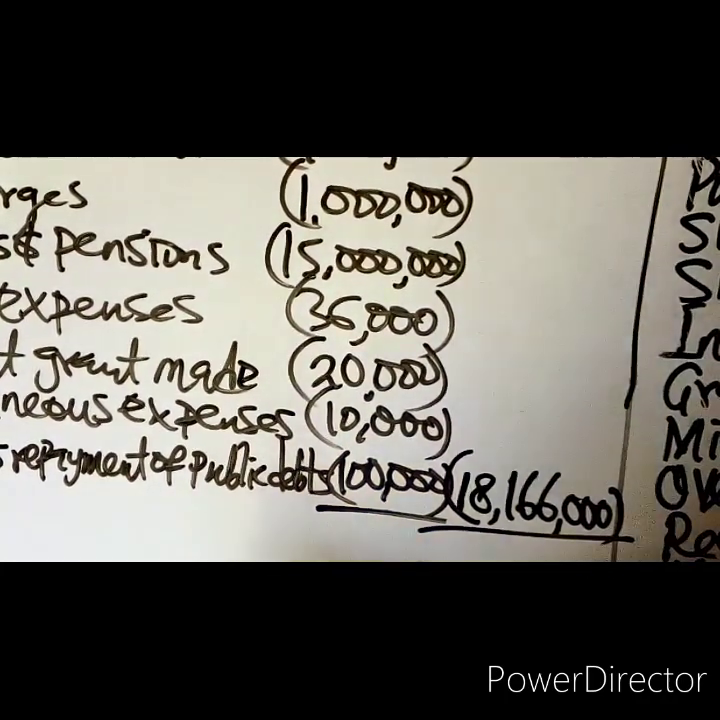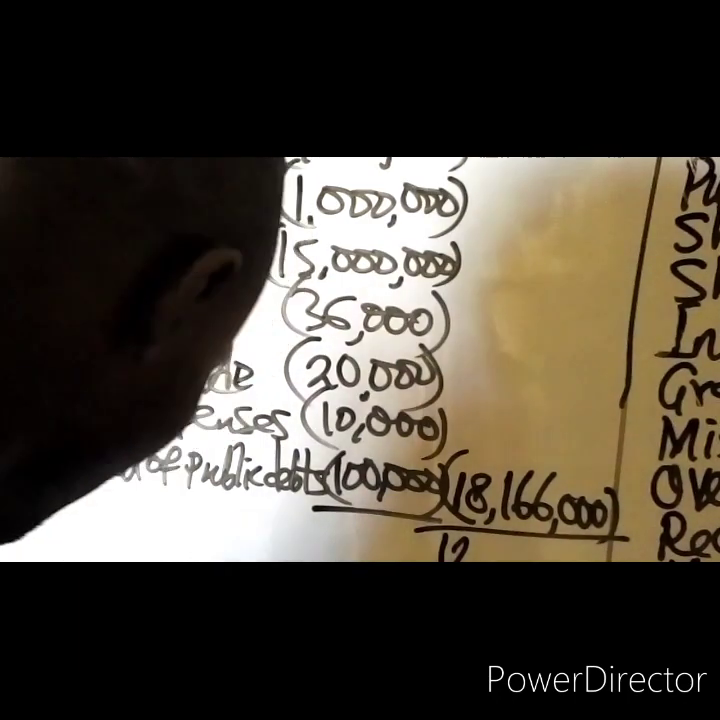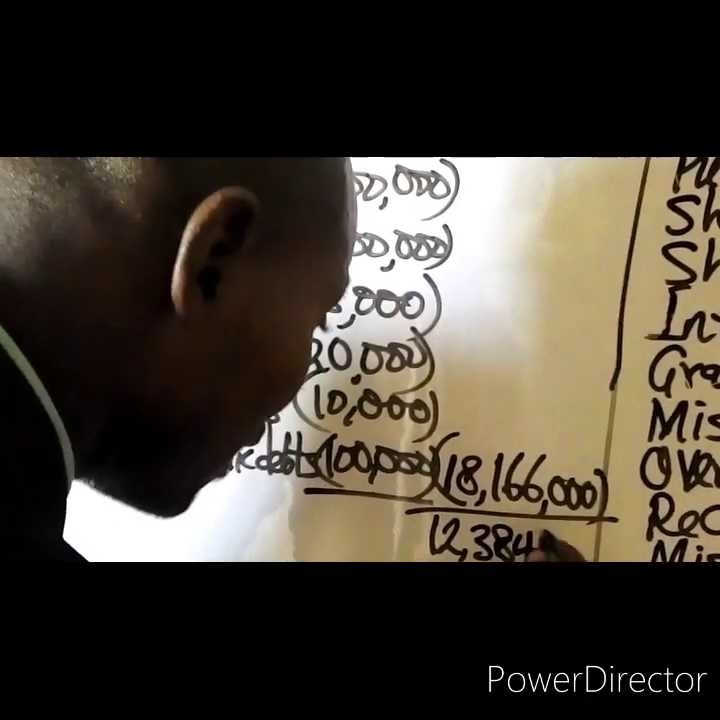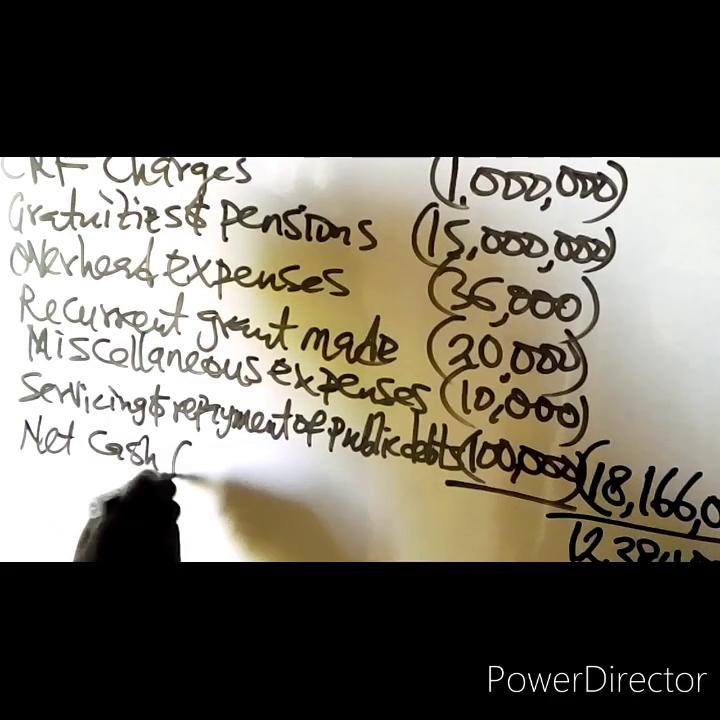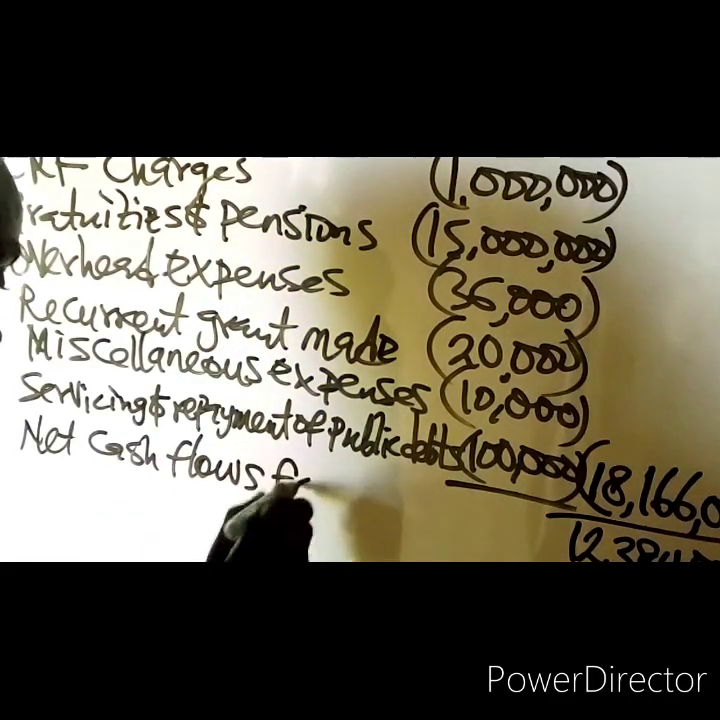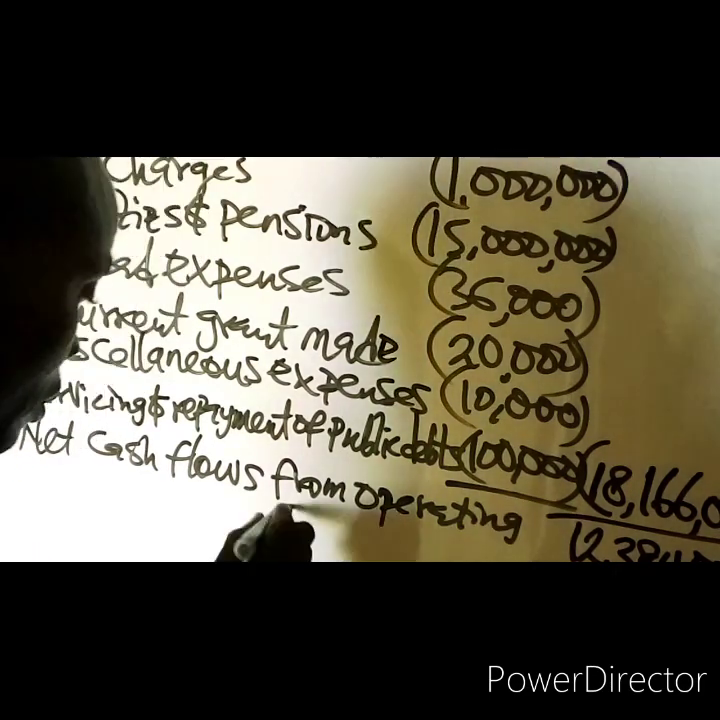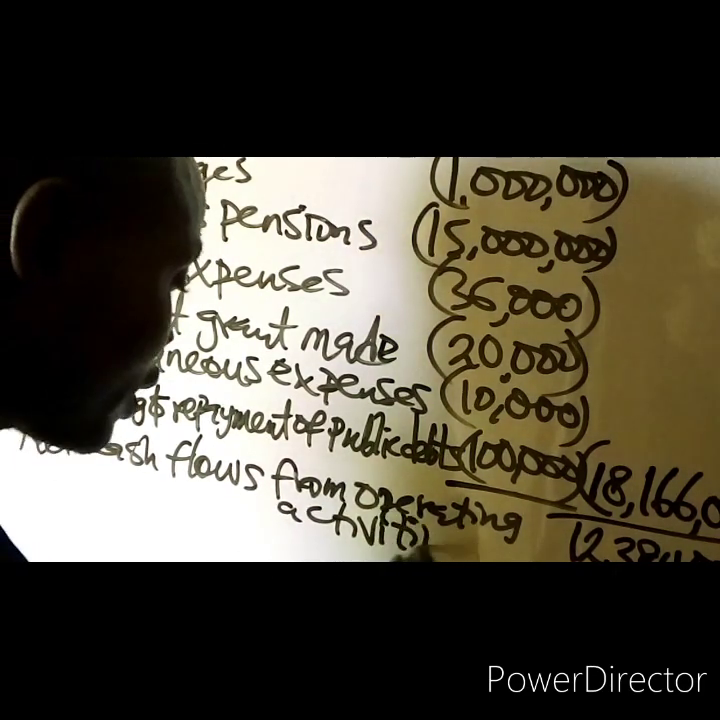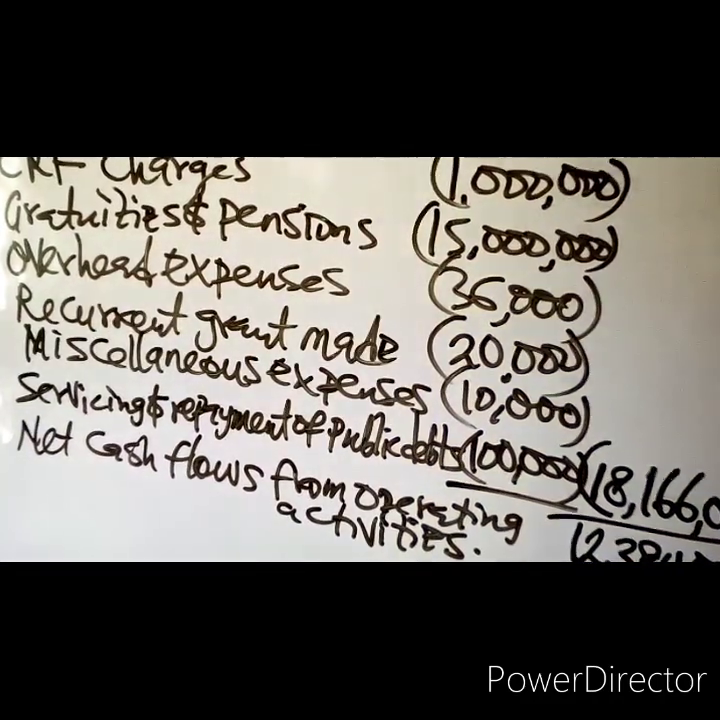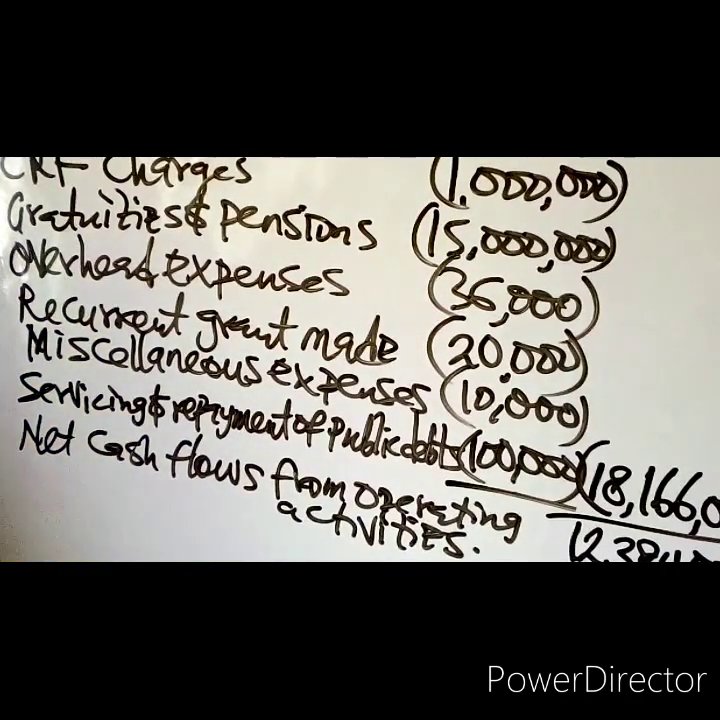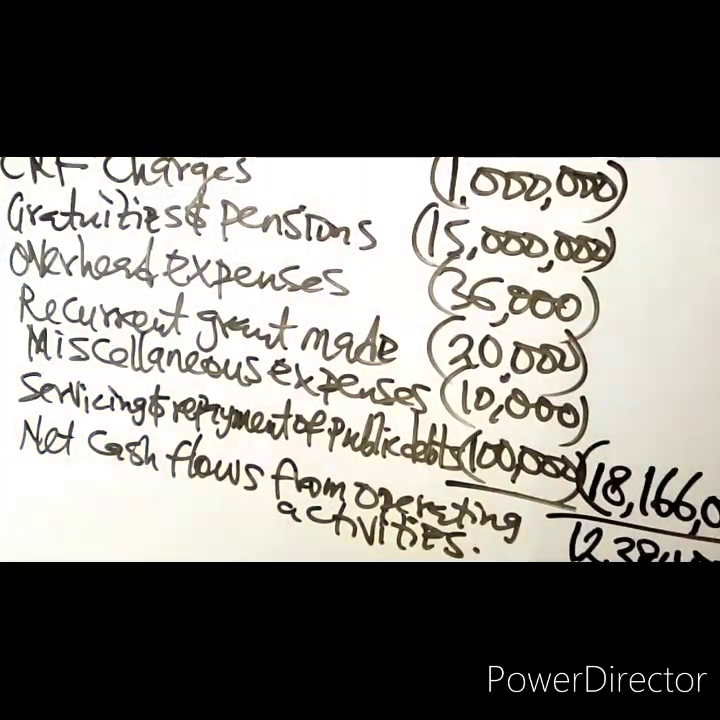then you have the net cash flows from operating activities, and that is 12 million 384,000. Net cash flows from operating activities is 12 million 384,000. The next heading is investing activities.